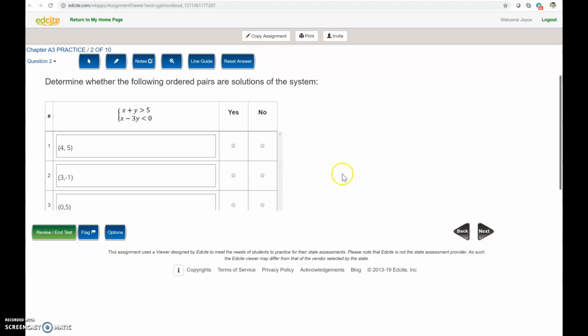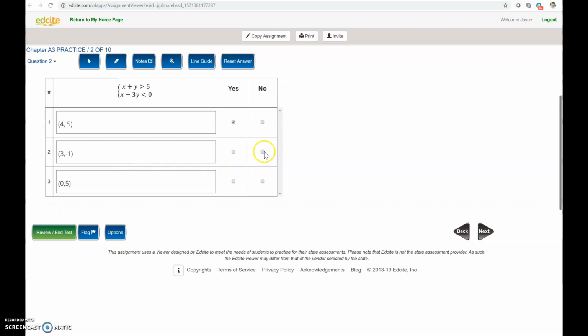For the system of inequalities, again, you have to plug your x value in for x, your y value in for y, and see if the inequalities are true. And I found that the point (4, 5) worked for both inequalities. The point (3, -1) did not. The point (0, 5) did not.